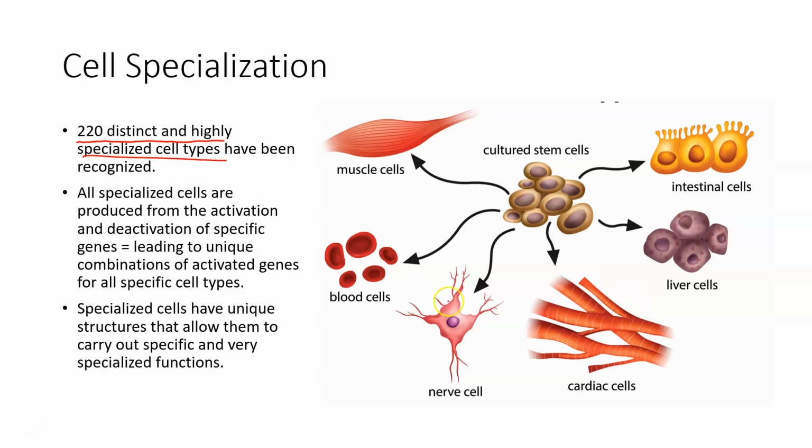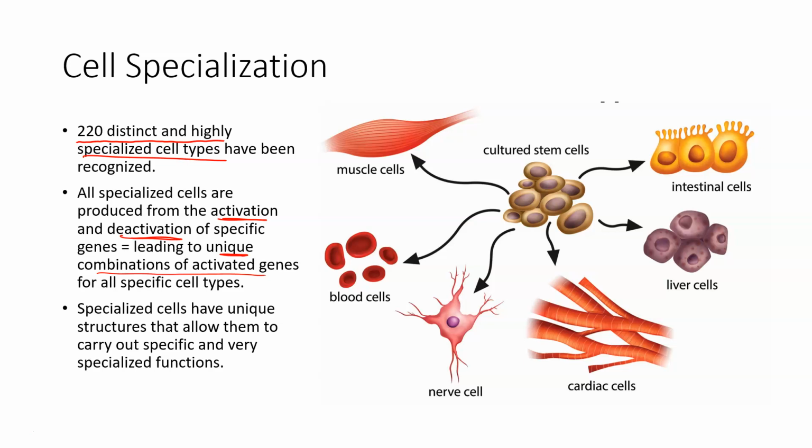All of them have the same set of genes, but they all turn off a specific sequence or number of genes to leave active only the genes that are required to function correctly. So all specialized cells are produced from the activation and deactivation of specific genes, leading to unique combinations of activated genes for all specific cell types. Muscle cells turn off the genes that are specific to being a blood cell, and blood cells turn off the genes that are specific to being a muscle cell. Blood cells also turn off the genes specific to being a nerve cell, and nerve cells turn off specific genes for being liver cells. Okay, and so you can say that same thing for all of these cell types.